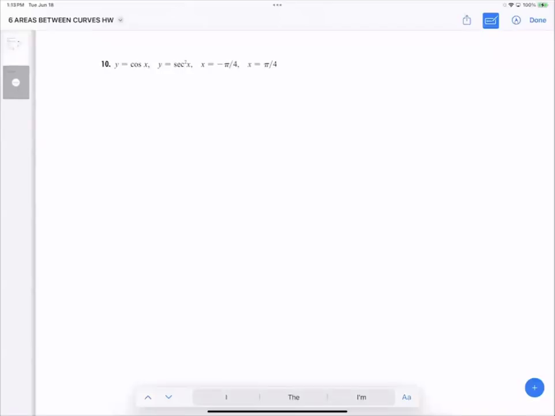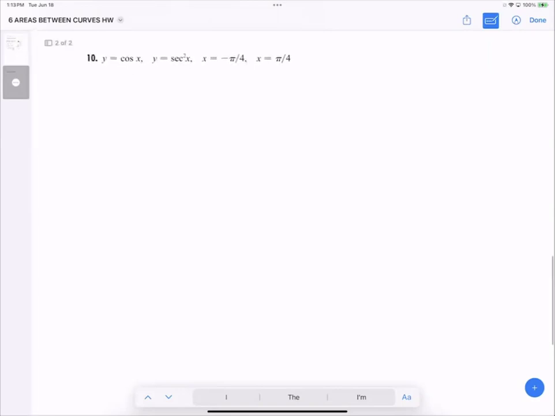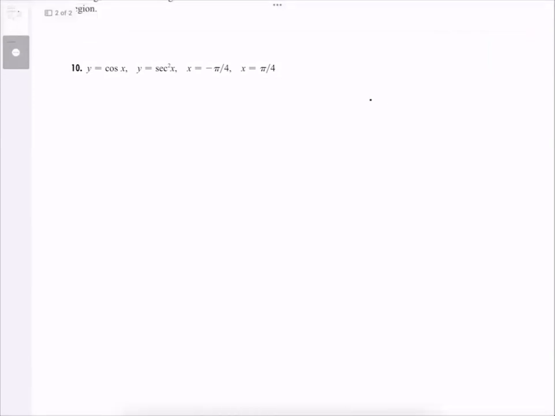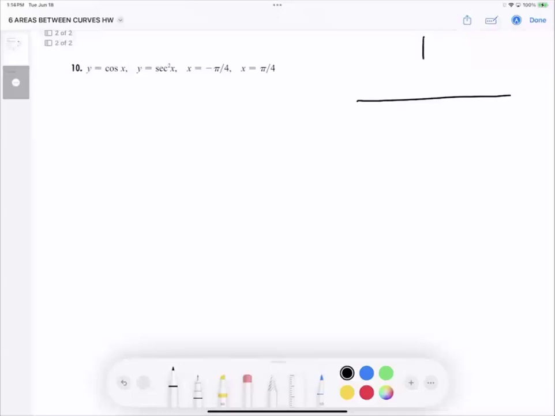In this question, we're interested in calculating the area bounded between cosine x and secant squared x, where x is bounded between negative pi over 4 and pi over 4. We always start by visualizing the area bounded between these two. First of all, if you decide to graph these by hand, we know that x is bounded between negative pi over 4 and pi over 4.